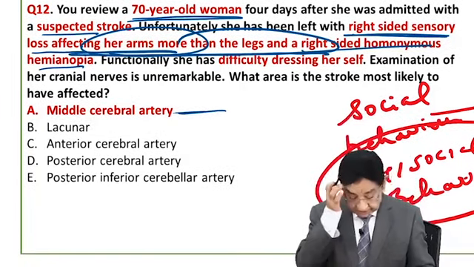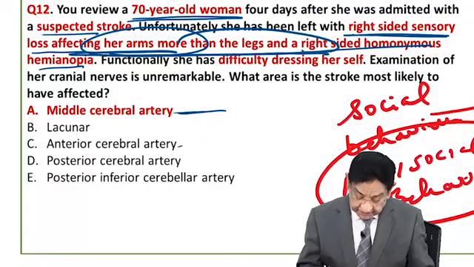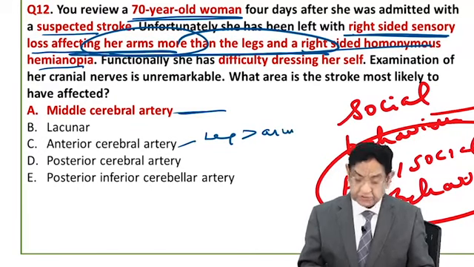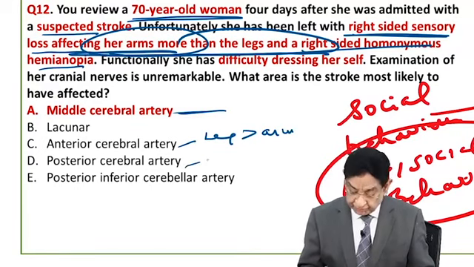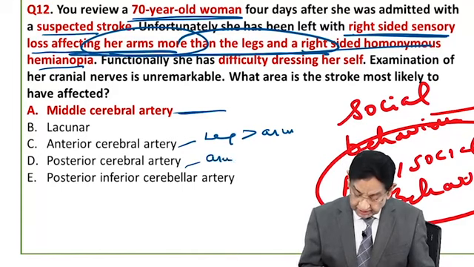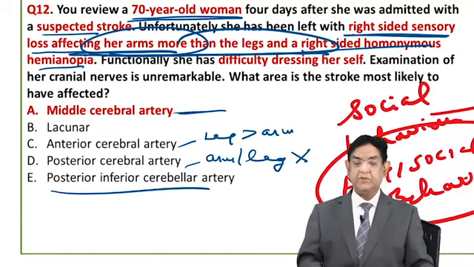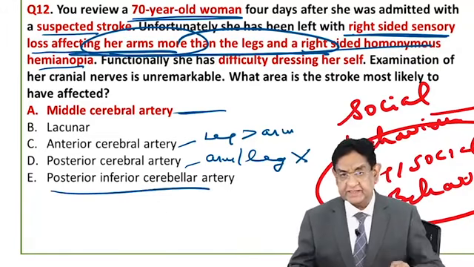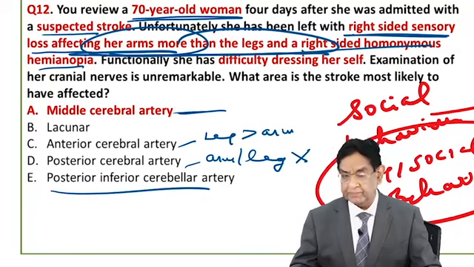In anterior cerebral artery, the leg is more affected than the arm. Posterior cerebral artery leads more to a vision problem. It does not lead to arm or leg weakness. PICA is altogether a different entity. We discuss it in great detail, so I don't need to elaborate on PICA.